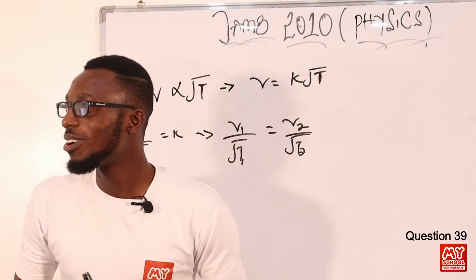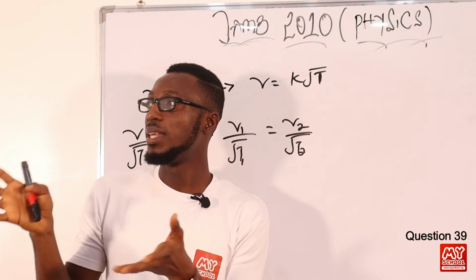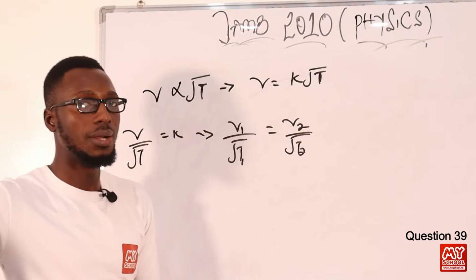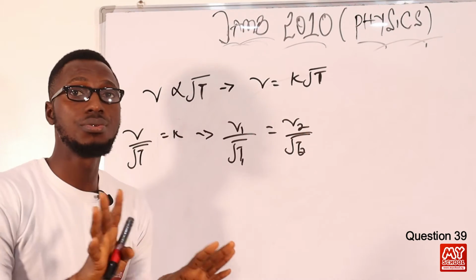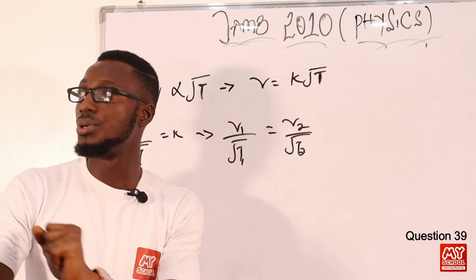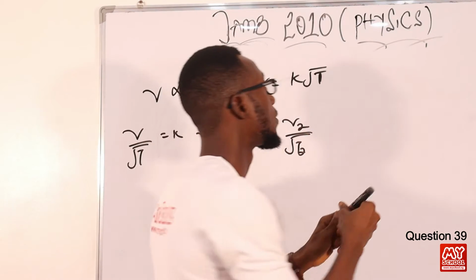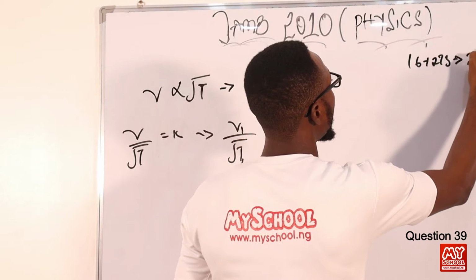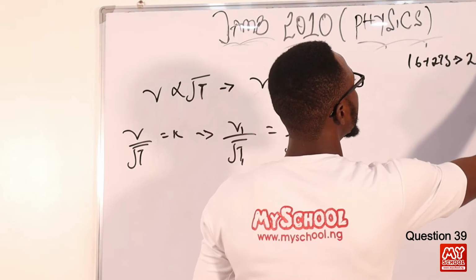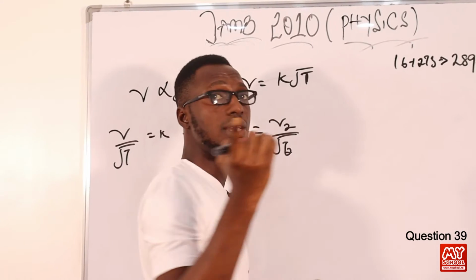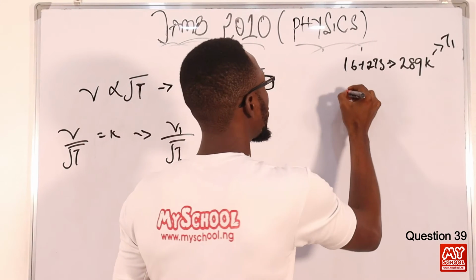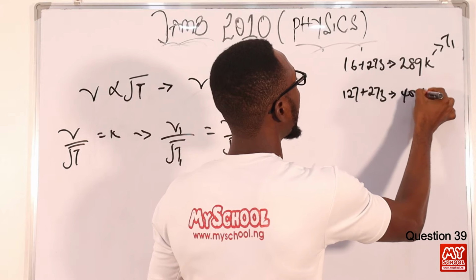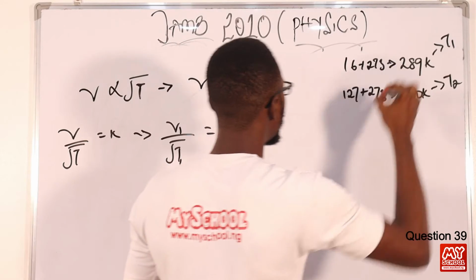So what will be the velocity now if the temperature is raised to 127 degrees? I have to bring the temperature to the Kelvin scale. The first is 16, so 16 plus 273 gives me 289 Kelvin. This is my T1. Then my T2 is being raised to 127, so 127 plus 273 gives me 400 Kelvin. This accounts for my T2.